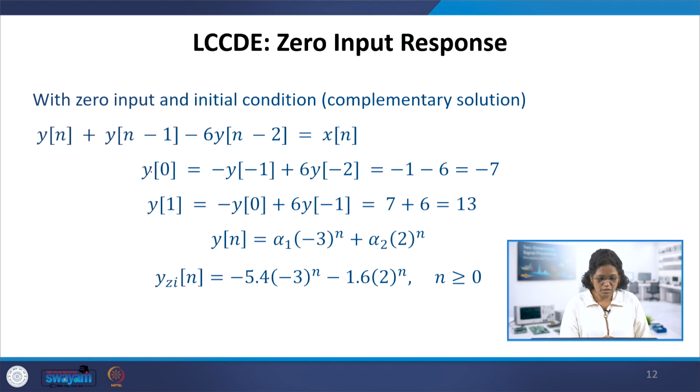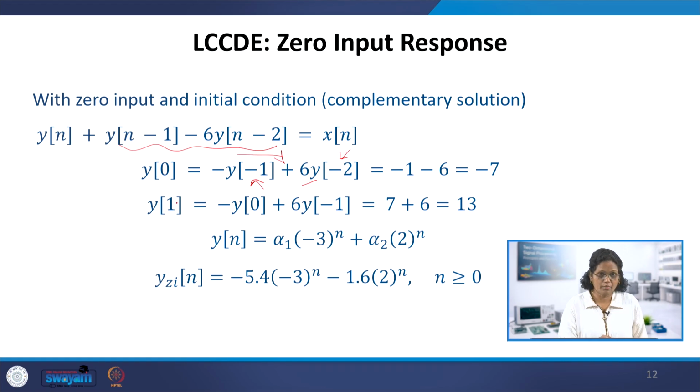y of n plus y of n minus 1 minus 6 y of n minus 2 is equal to x of n. Now, substituting n equal to 0 in this equation, we get y of 0 and push all the rest to the right hand side. So, y of 0 would result in minus y of minus 1, and plus 6 y of minus 2, and here are the values we get. For y of minus 1 we had the initial condition, and from minus y of minus 2 we get 1. So, minus 1 minus 1... it is getting minus 7. These values are substituted from the initial conditions, getting minus 7.